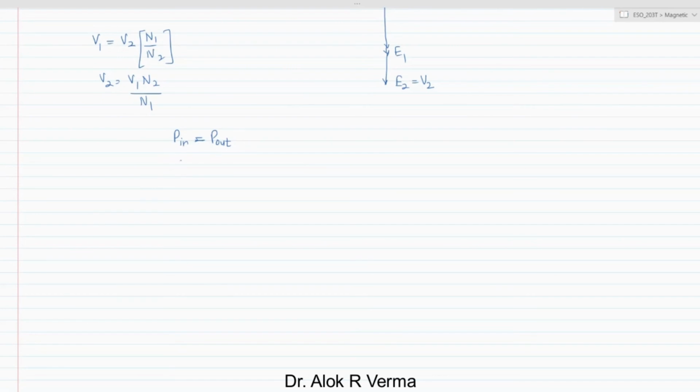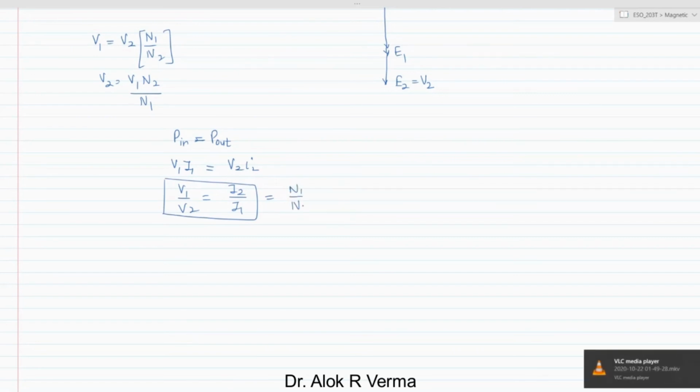The input power is V1 I1 and the output power is nothing but V2 and I2, correct? So it means that V1 by V2 is nothing but I2 by I1, and you see clearly it is nothing but N1 by N2. So far we have studied the coupled circuit.